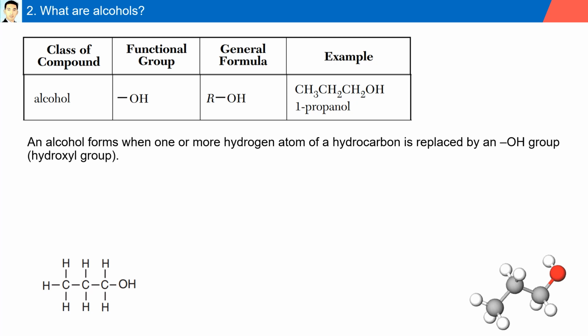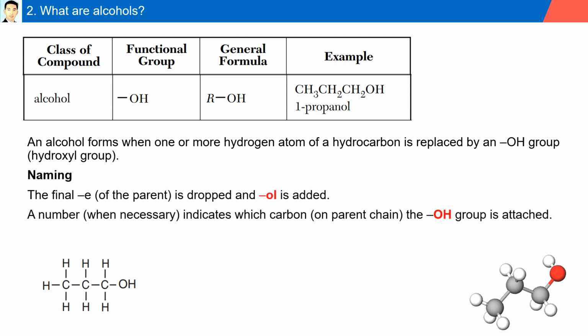OH group. When we name these compounds, the final E of the alkane, the parent, is dropped and OL is added. A number, when necessary, indicates which carbon on the parent chain the OH group is attached to. In this example, the OH is attached to the first carbon, numbering from right to left. Therefore, we will name this compound 1-propanol.